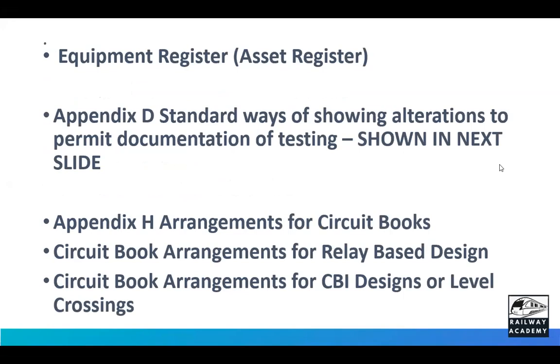And you have an equipment asset register, showing how to maintain all the assets available at a particular installation. It has Appendix D showing what alterations are permitted in documentation testing. Appendix X is how the circuit book has to be made, in what manner and in what sequence. And then similarly, you have arrangements for CBI design, or arrangements for relay-based design, how it has to be done. Everything is available in Appendix H.